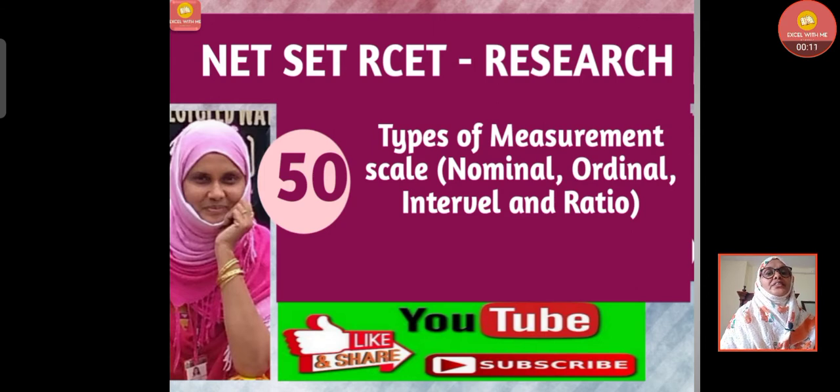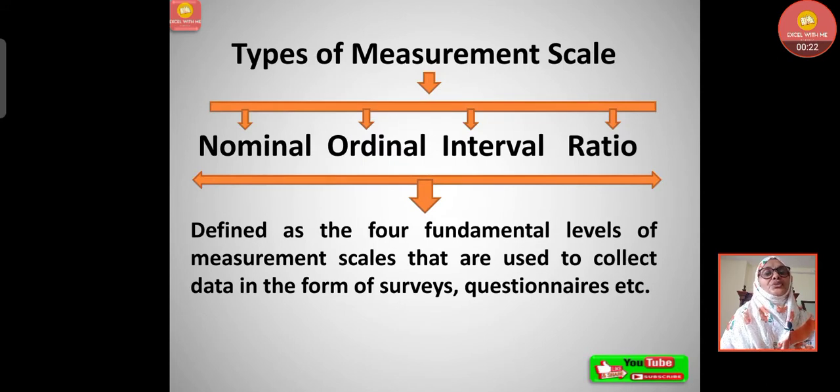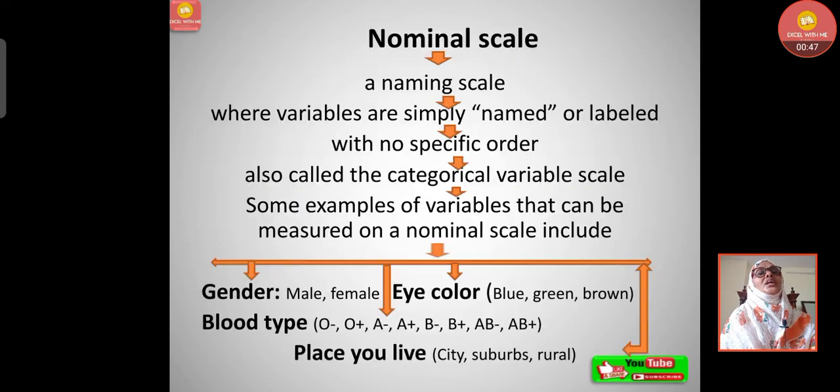Let's start today's class, that is research in education, with the topic types of measurement scale, that is nominal, ordinal, interval and ratio scale. Defined as the four fundamental levels of measurement scales that are used to collect data in the form of surveys, questionnaires, etc. As we have learnt about all these things, what are the techniques of research we have understood, under which surveys, questionnaires are used, now under which we have to use these types of measurement scale for those data.